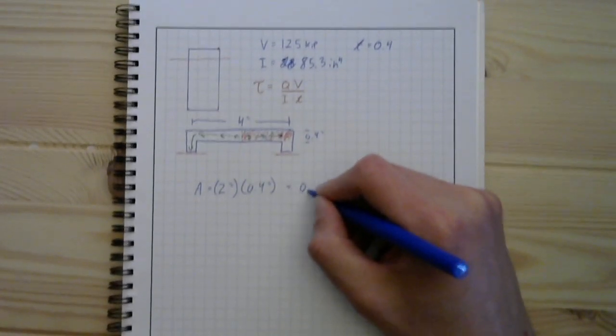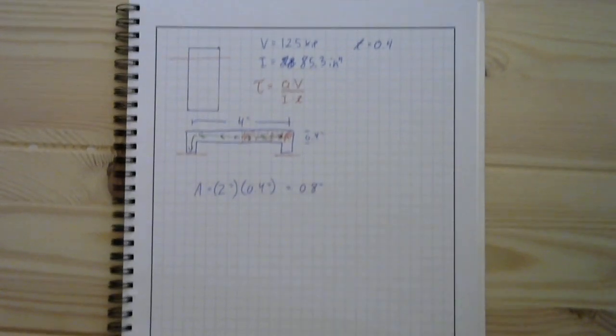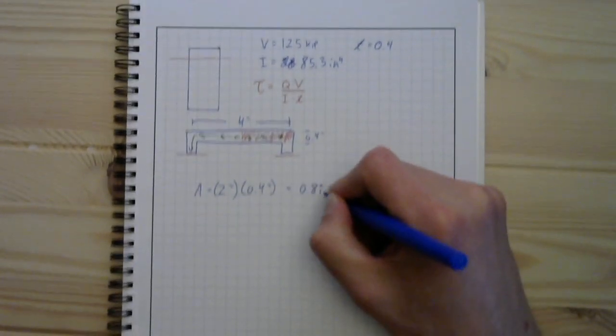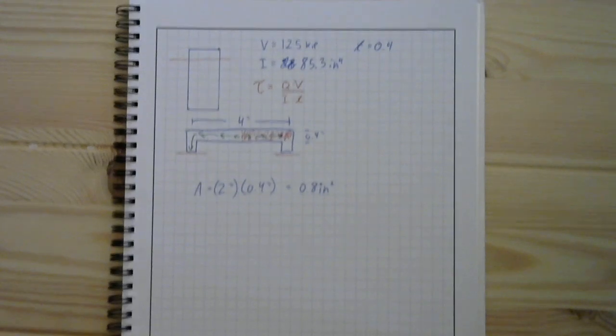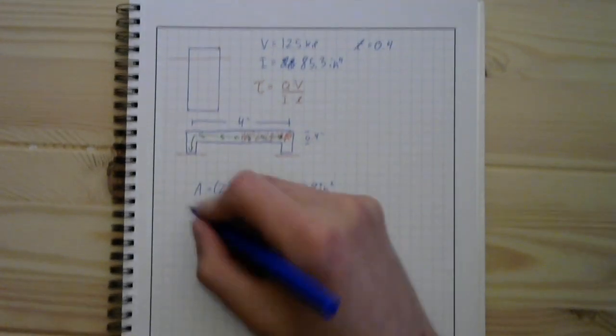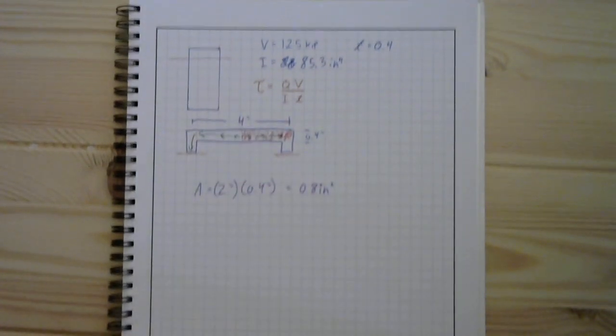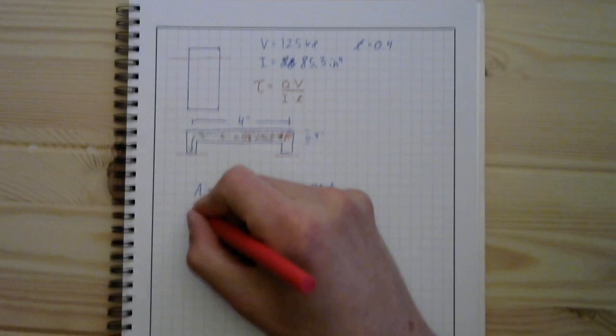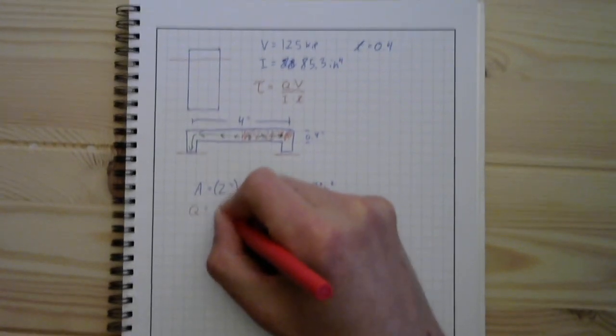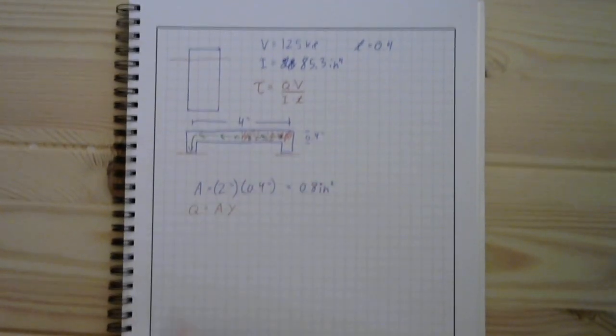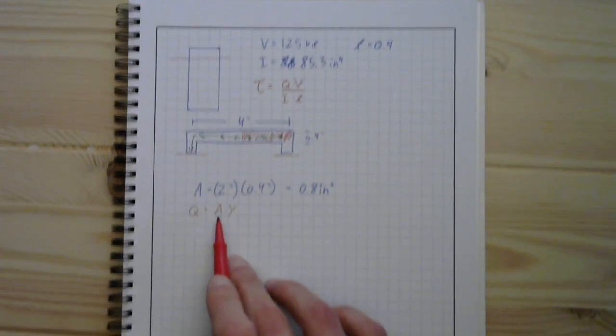So that's going to be 0.8 square inches. And Q, the equation that we want to use for Q, is A times Y. A we found, now we need Y.